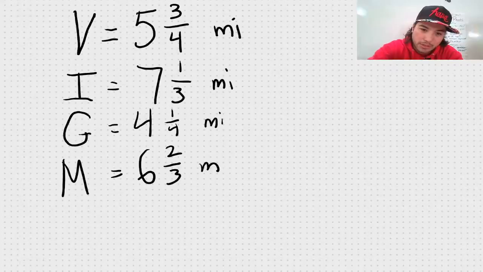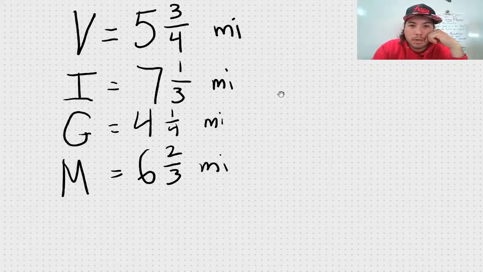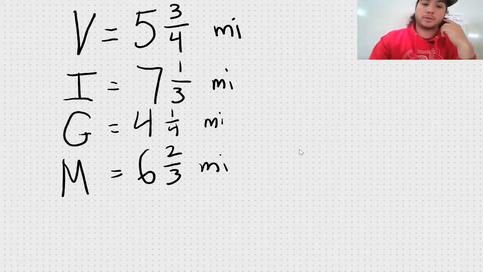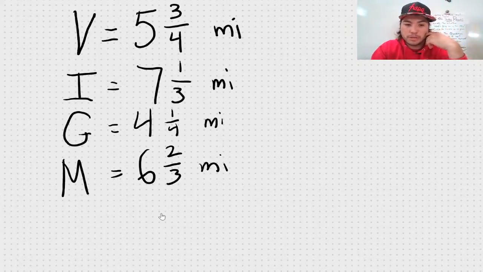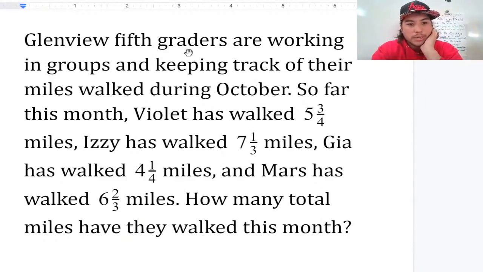Okay, and we're still dealing in miles here. So that's handy. We don't have to worry about multiple measurements. We don't have something in miles and something in feet, because that complicates matters. So we're all dealing in miles, which is pretty good. Let's double check and make sure we don't have any other quantities. Mars has walked 6 2/3 miles. How many total miles have they walked this month?